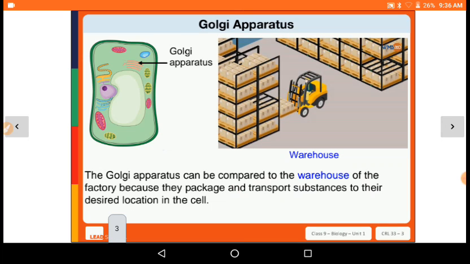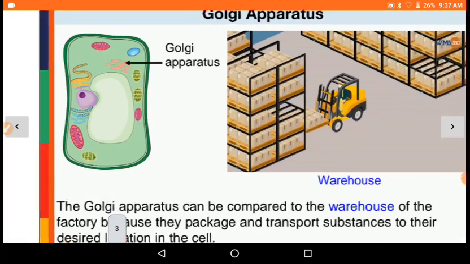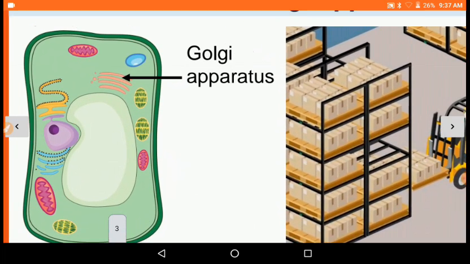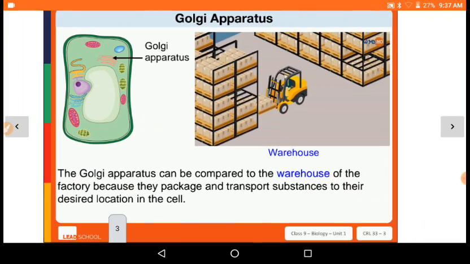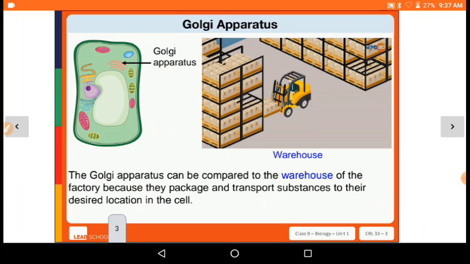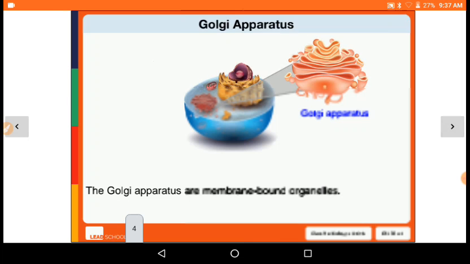This pink part here is the Golgi apparatus, the Golgi body. The Golgi apparatus can be compared to a warehouse of the factory because they package and transport substances to the desired location in the cell. Like a warehouse, they package everything and transport it to the different places where it is necessary. In the same way, Golgi body also packages what is needed and then transports it to the desired location in the cell.